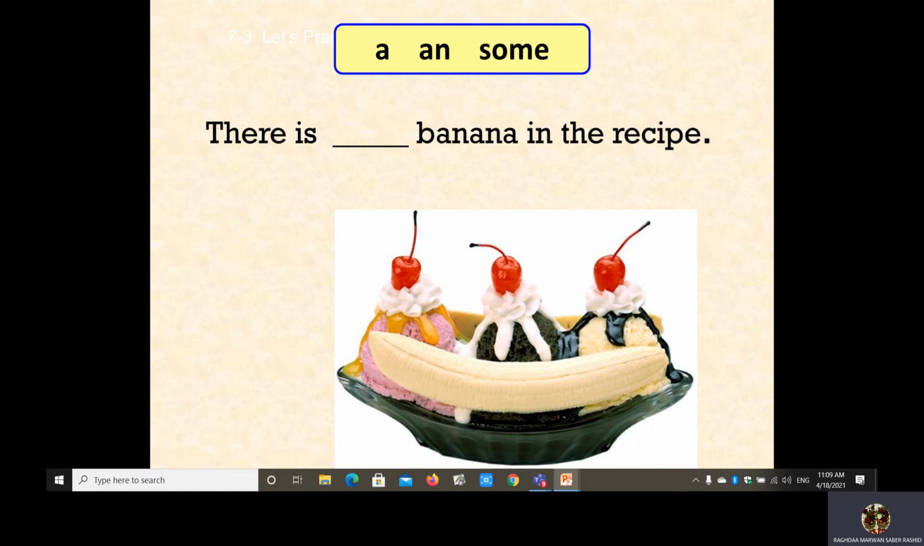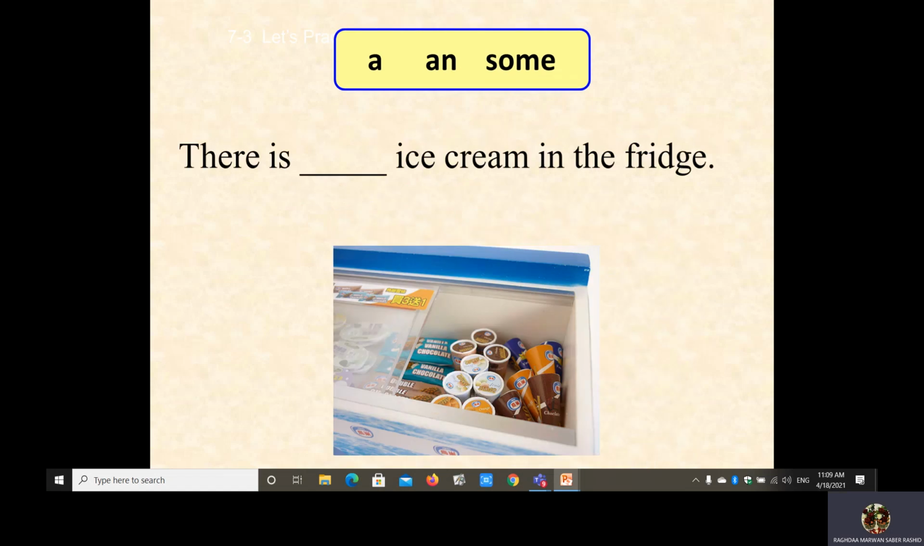There is some banana in the recipe. How many bananas in this dish or this recipe? A banana, singular countable noun. There is some ice cream in the fridge. How much ice cream do you have here? So we say there is some ice cream in the fridge. Uncountable noun.